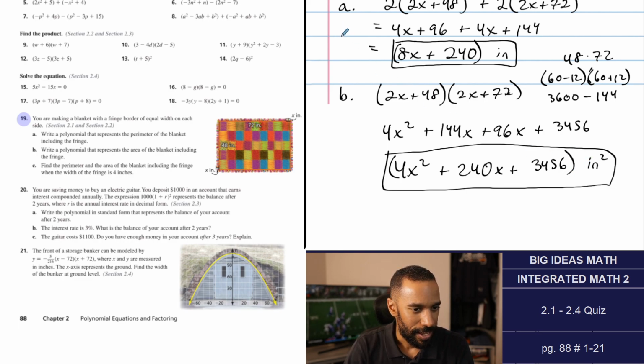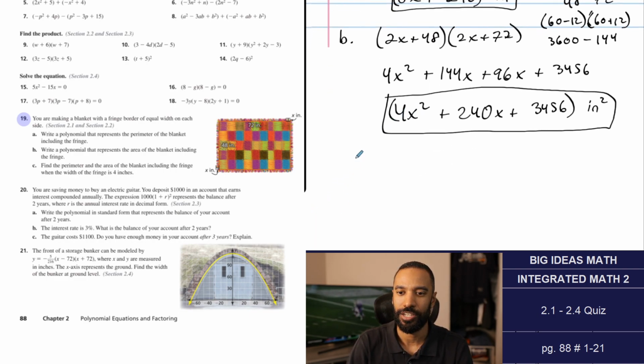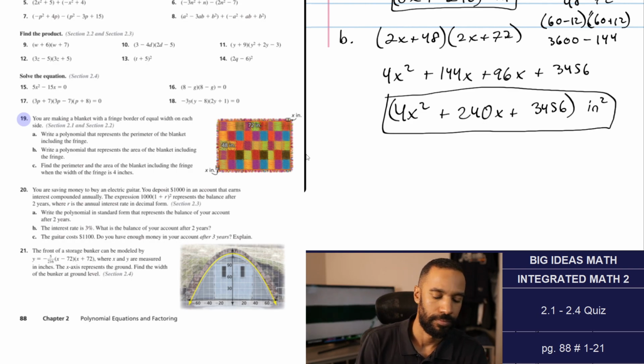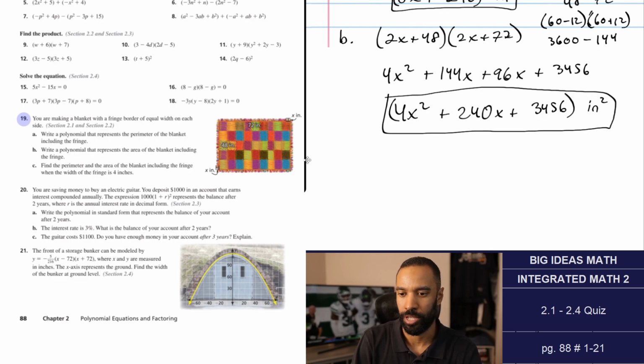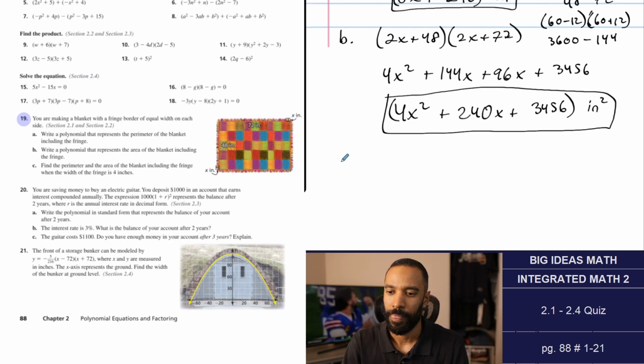Anyway, so there's the polynomial that is in squared inches when you come up with that area. Part C, find the perimeter and the area of the blanket, including the fringe, when the width of the fringe is 4 inches. So let's see. I can't seem to expand that. That's okay. Okay, so part C.